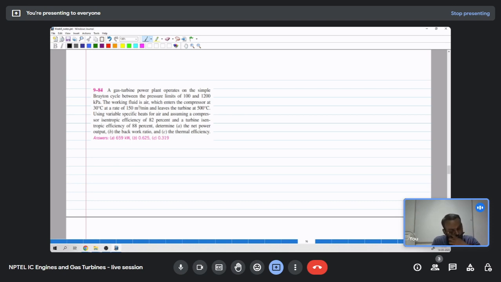So the two pressure limits are given for the Brayton cycle. If I plot the PV diagram, I have isentropic compression and then constant pressure heat rejection.